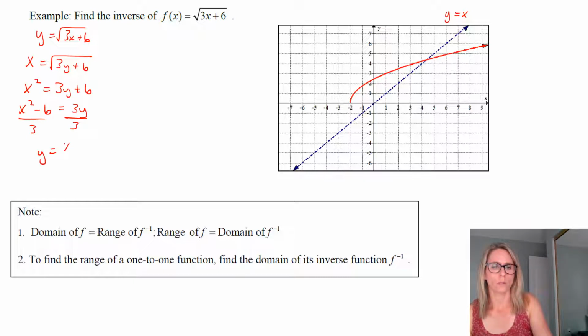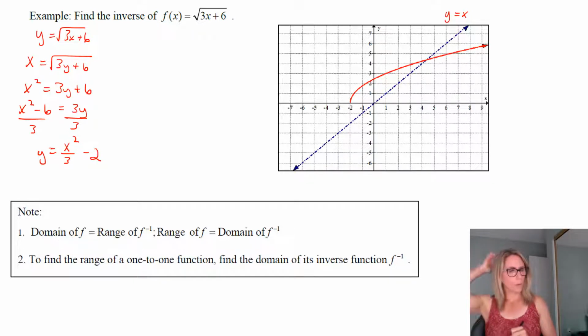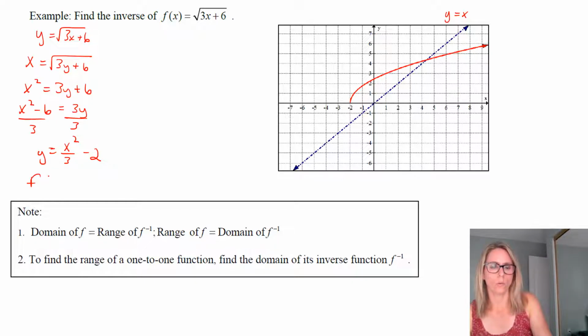And I'm going to write this just as two pieces here. So x squared over 3 minus 2. Okay. So that is what we're getting. So we might say, oh, okay, so that is x squared over 3 minus 2.